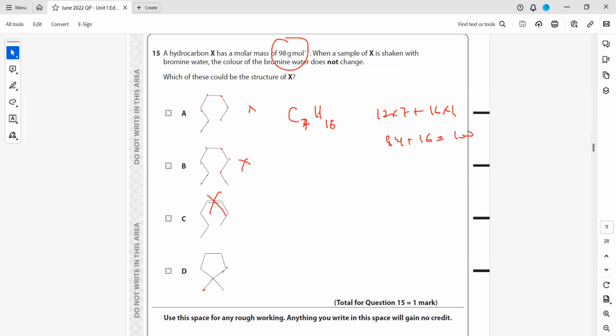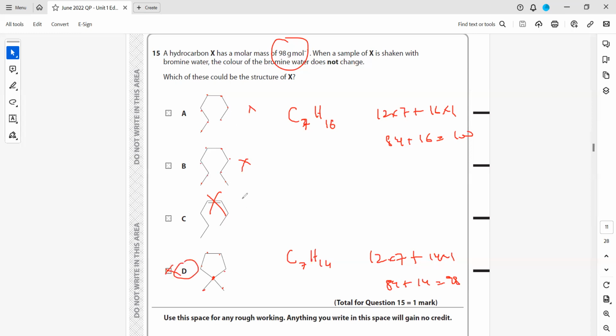And when we check 1, 2, 3, 4, 5, 6, 7, it will have less hydrogen, because it's a cyclic alkane. The general formula of a cyclic alkane is the same as alkene. So if C7, H will be 14. When you work out 12 into 7 plus 14 into 1, this will be 84 plus 14, that will make 98. So the total mass will be 98.